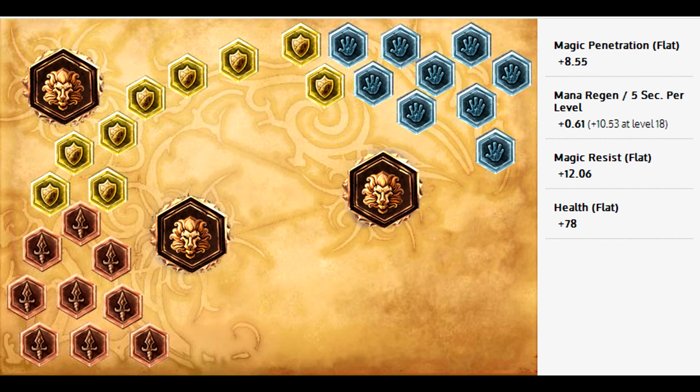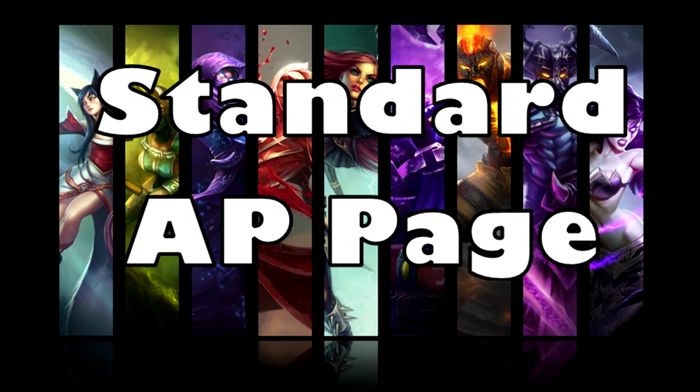The reason you want to be running flat magic resistance is because generally you'll be laying against another ability power based champion, and flat magic resist is stronger than per level up until around level 9, so it's giving you a better early game to hopefully get ahead of your lane opponent and not give away those early kills, which are really vital.